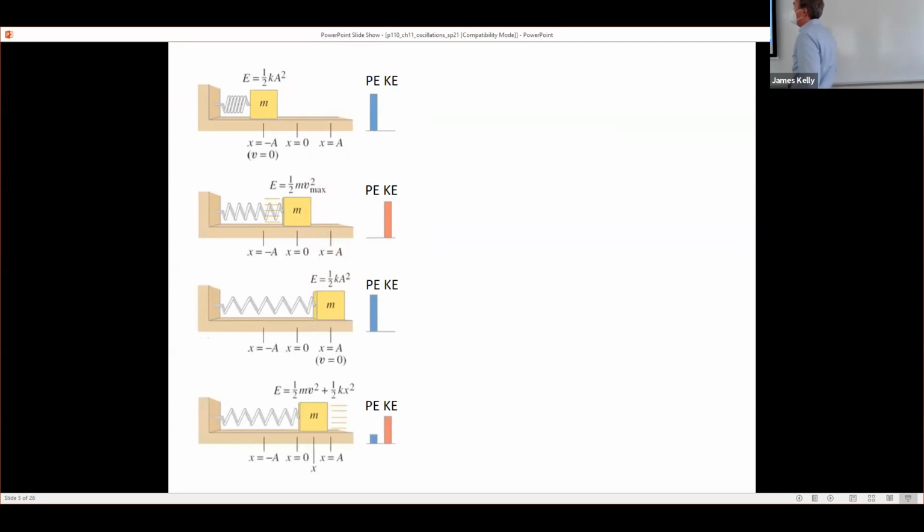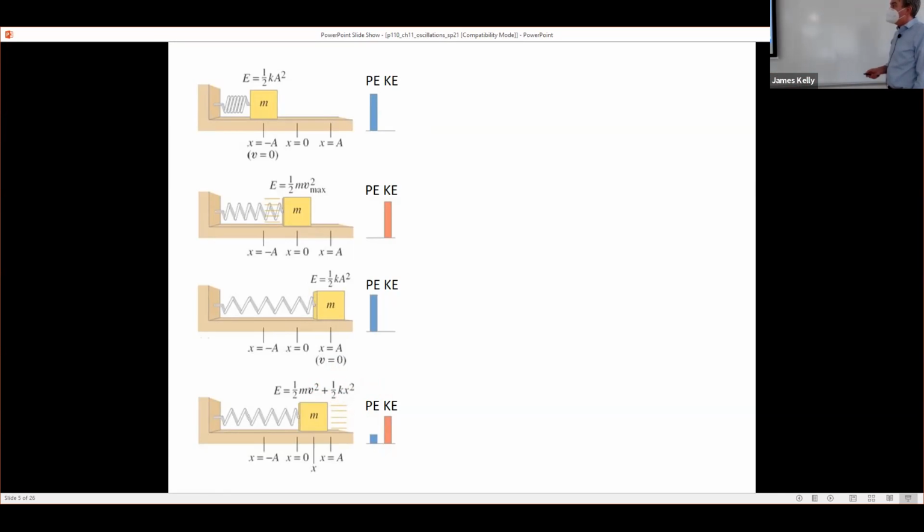And more generically, we might draw it centered at some position x that's not at either the 0 position or at the maximum position, but at some other random x value here. So some x in between 0 and a. It's got some kinetic energy and some potential energy, right? Potential energy is just going to be 1/2 kx squared, and the kinetic energy is 1/2 mv squared.